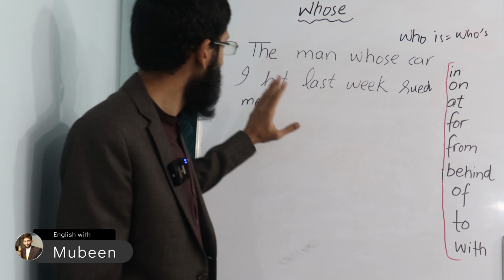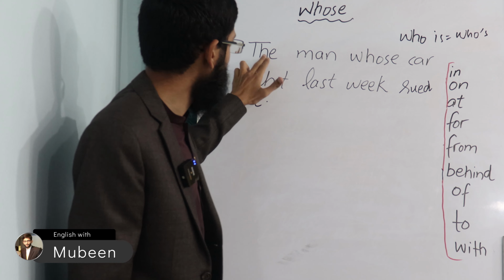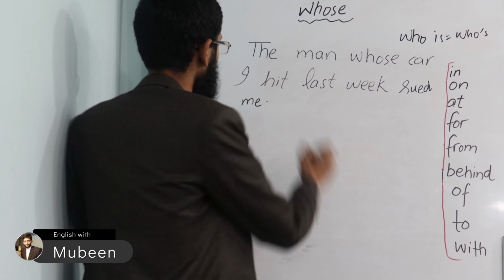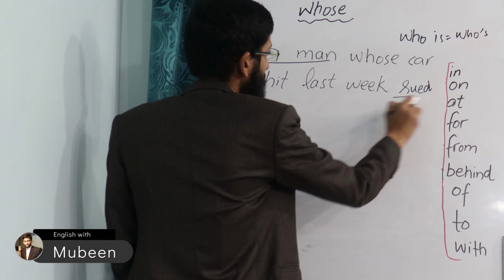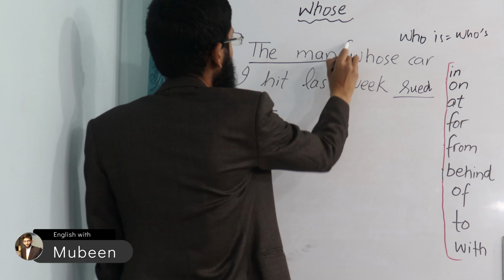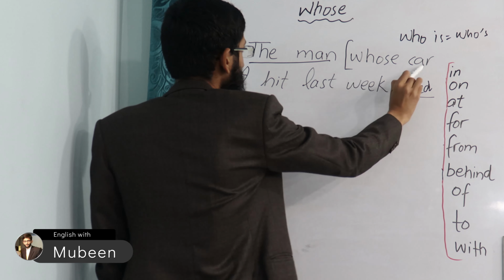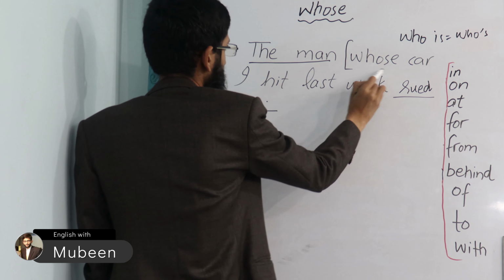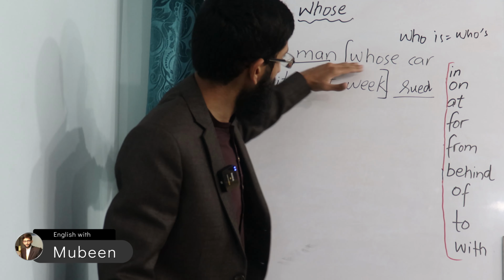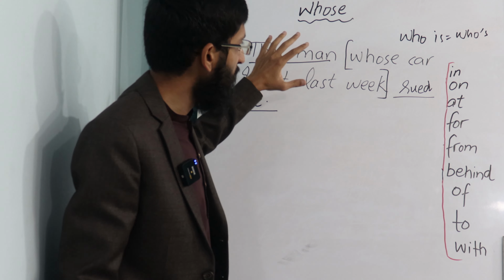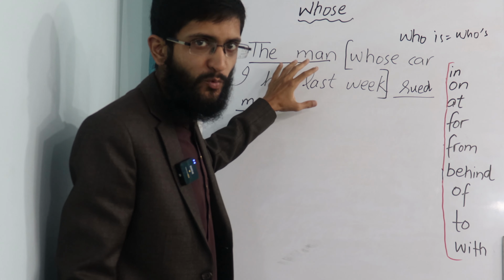The last example I had mentioned: the man whose car I hit last week sued me. Like the man actually sued me. So here is the explanation of the man whose car I hit last week, till here. The man whose car I hit. It is simple, you can use this whose in any noun phrase.